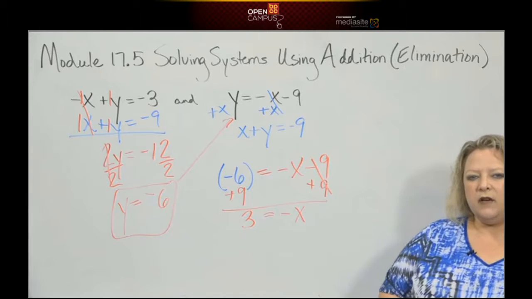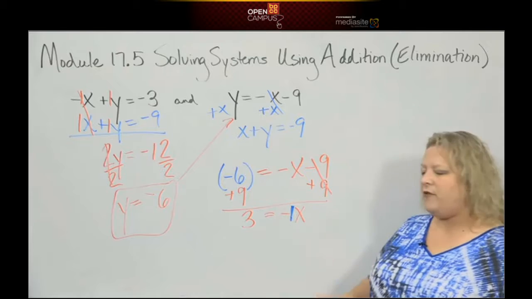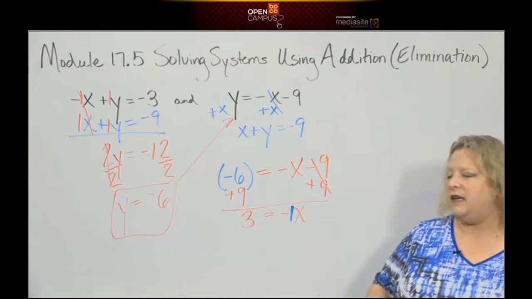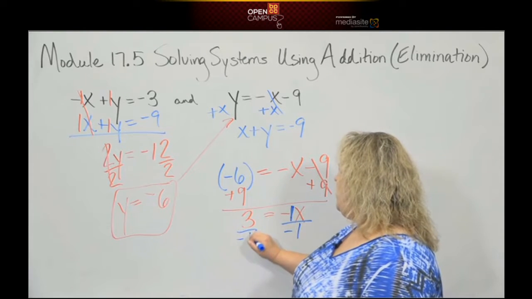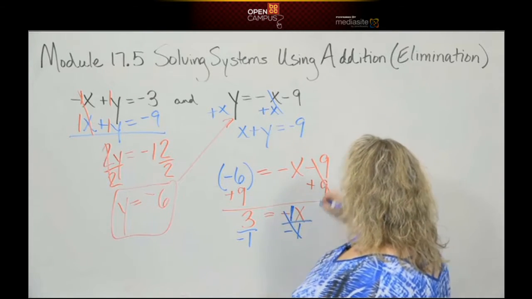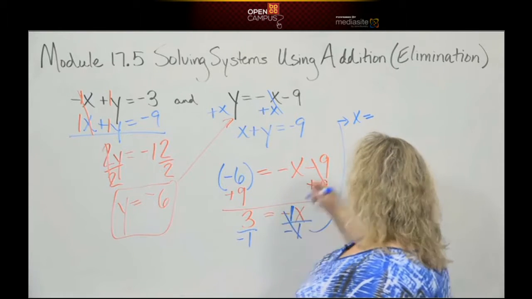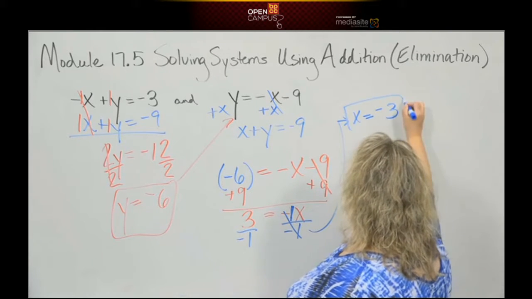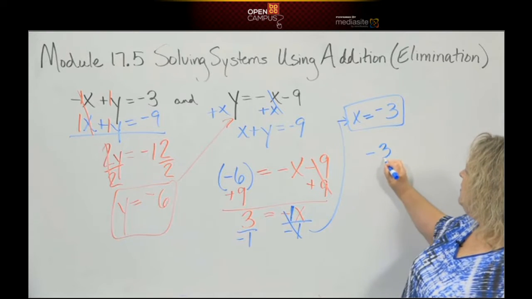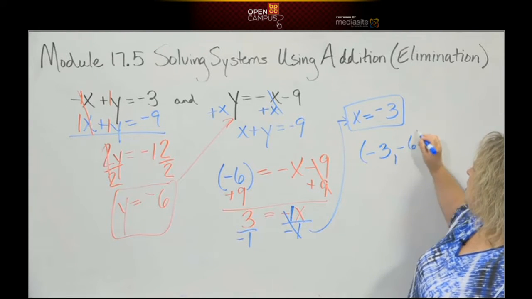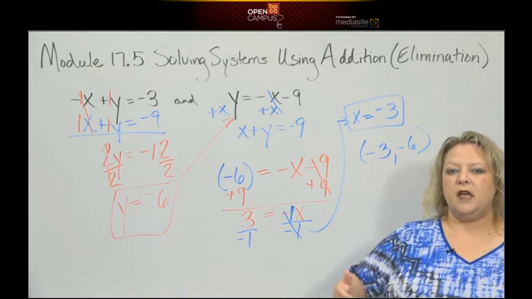Is my x by itself? Not yet. It's so close. But you can't have a negative 1 in front of there, right? You need it to be a positive 1. So let's do this. Last step, divide by negative 1 so that my x becomes a positive x. So let's write our answer up here. X is equal to positive divided by a negative is a negative. So my answer is negative 3. So my ordered pair would be negative 3, comma, negative 6. Because remember, the x value is always written first. Think alphabetical order. X comes before y.